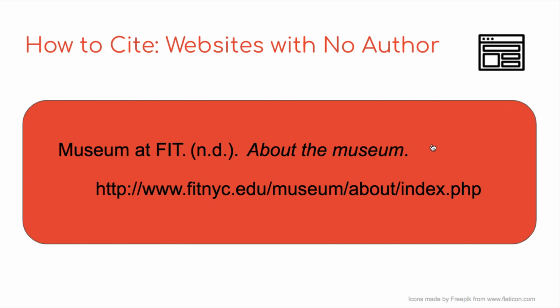And then you'll notice I actually am leaving out the name of the site, Museum at FIT, because it's exactly the same as the author. And when that happens, you don't have to put both of them. You can generally just leave the author information there up at the front, which makes it easier to alphabetize this in your list of resources. And then there is the URL.